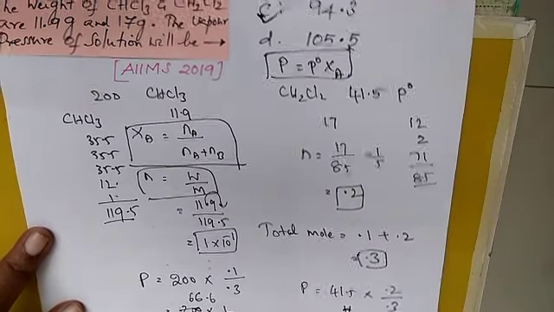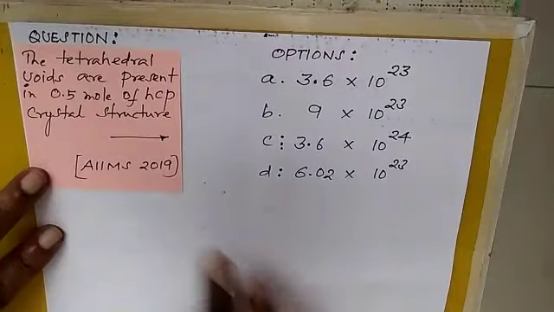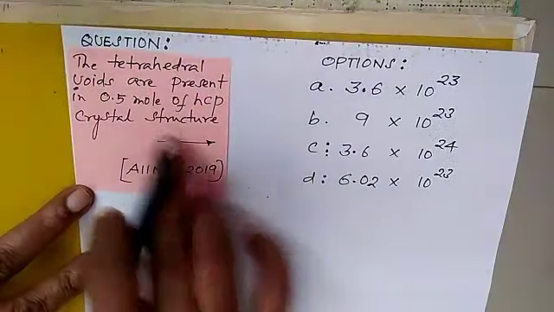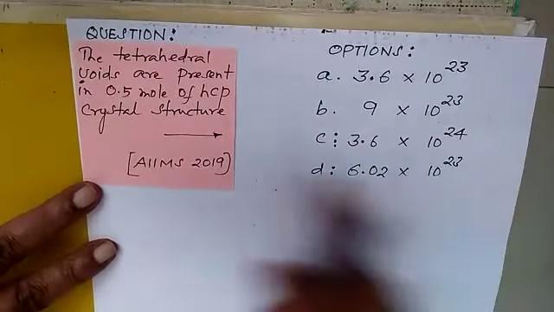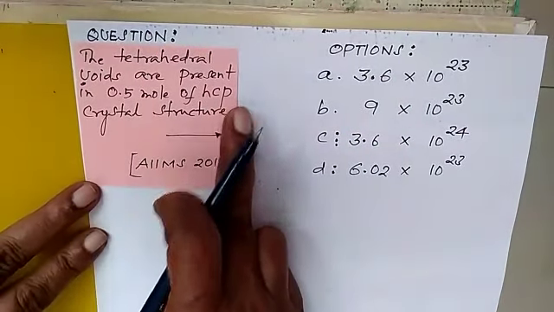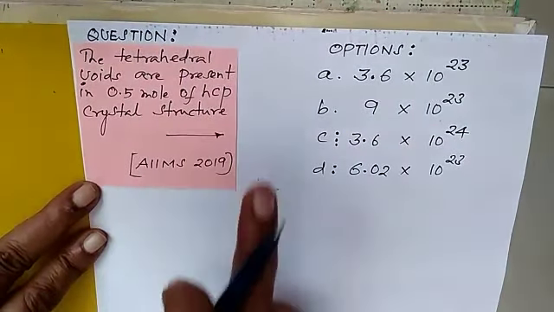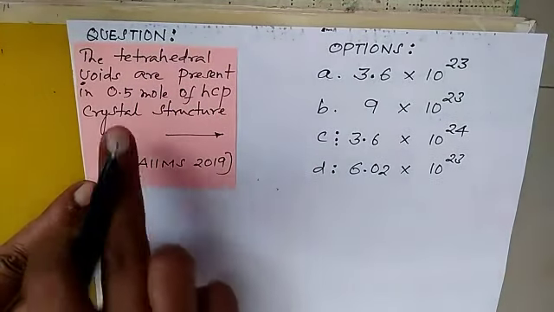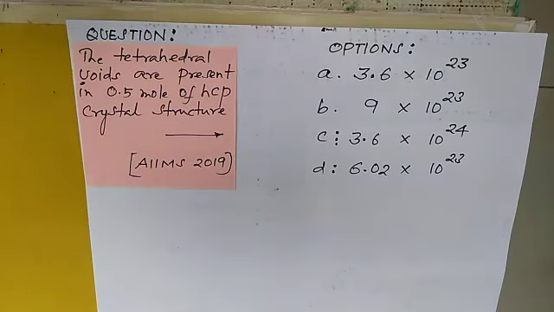So this one like this you have to do. Now let us go to the next question. Next question is solid state. The tetrahedral voids are present in 0.5 mole of HCP crystal structure. Okay, so they are asking how many tetrahedral voids are in 0.5 mole of HCP.